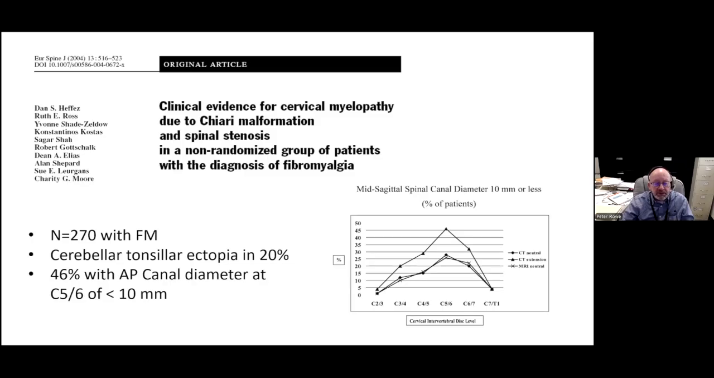And then 46%, as he measured the front to back AP canal diameter of the cervical spine, had what counted as cervical spinal canal stenosis, which is anything under 10 millimeters of spinal canal, and that was at C5-6. And so he looked at that using the CT in extension. It reached 45%. In the CT in neutral or the MRI in neutral, it was a little bit over 25%.